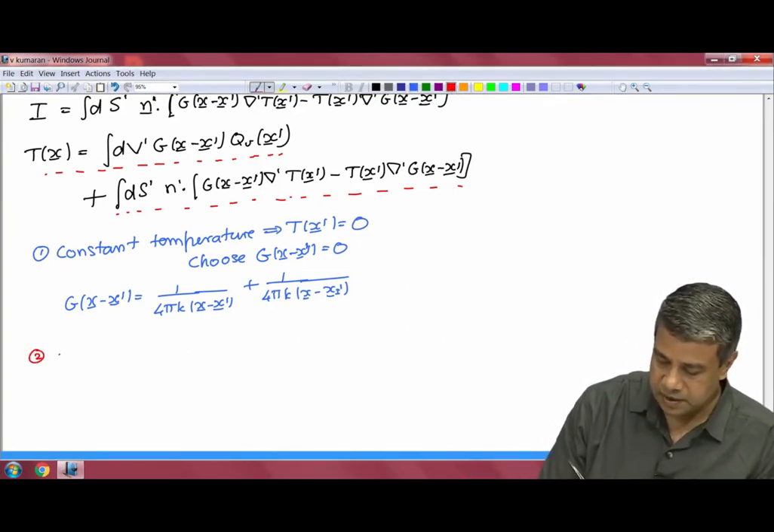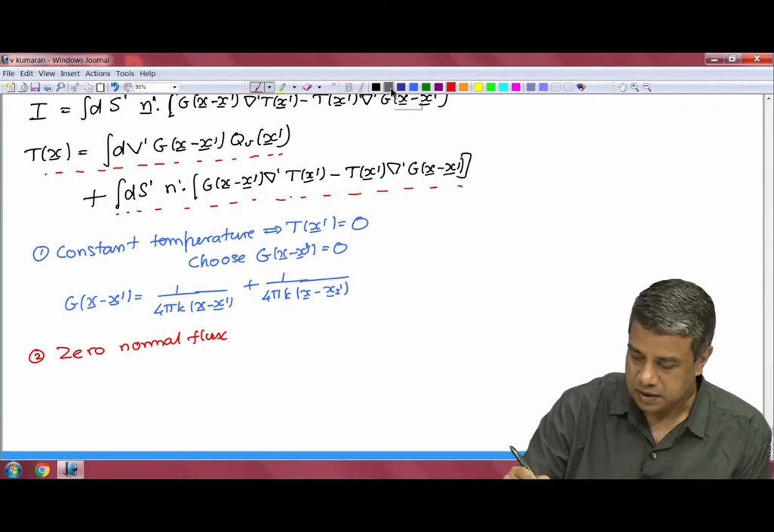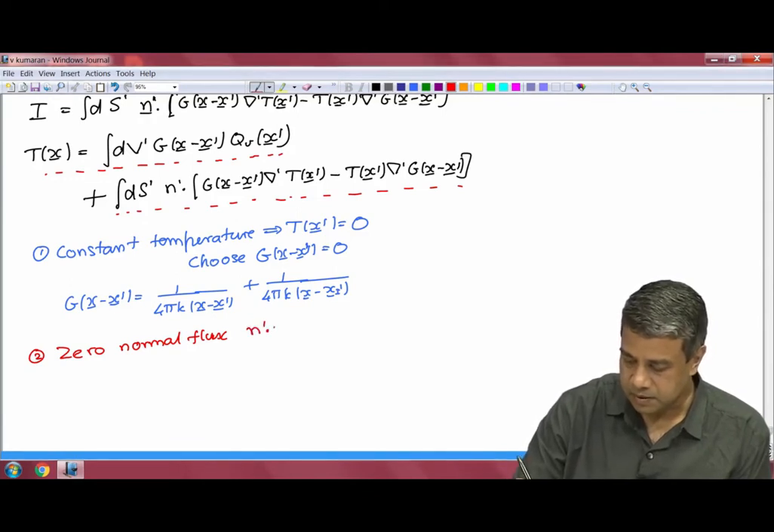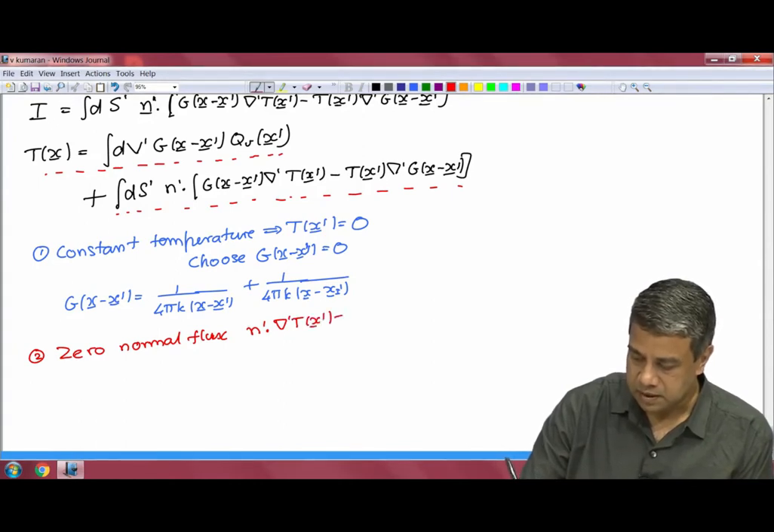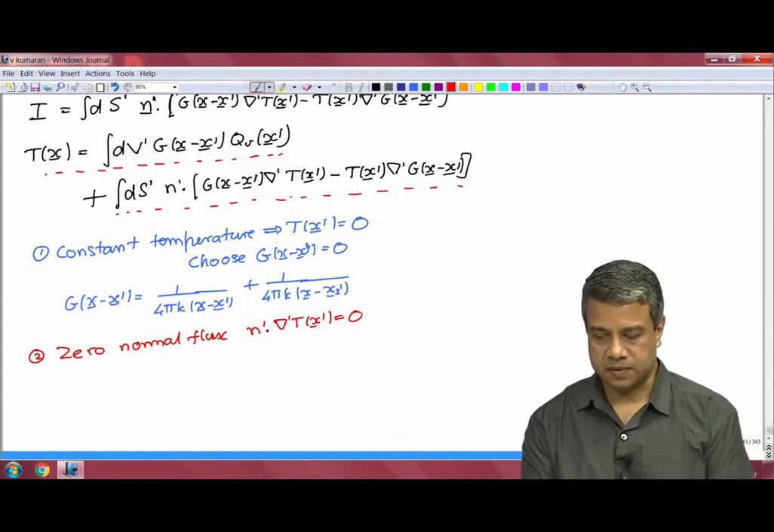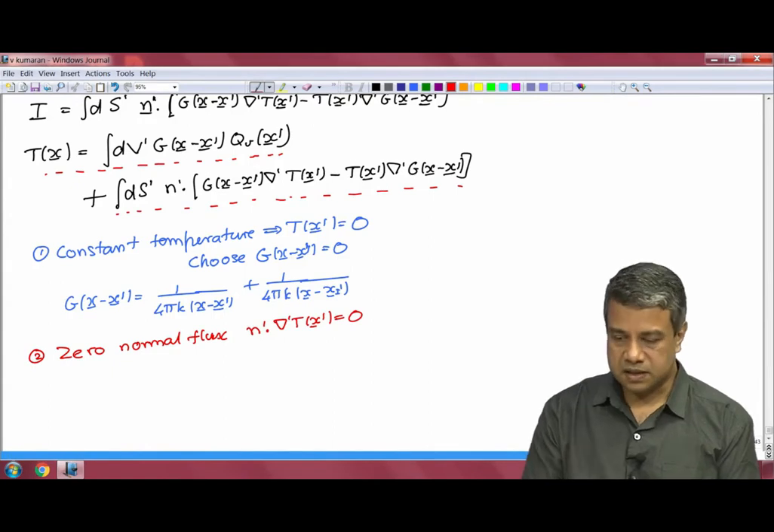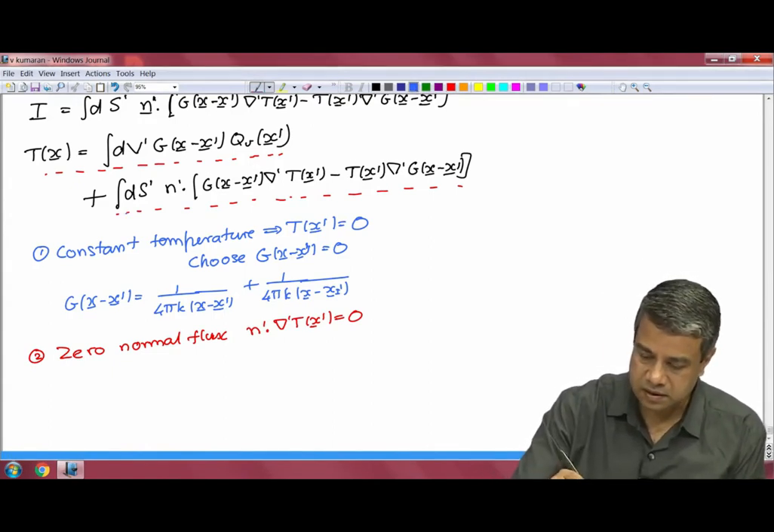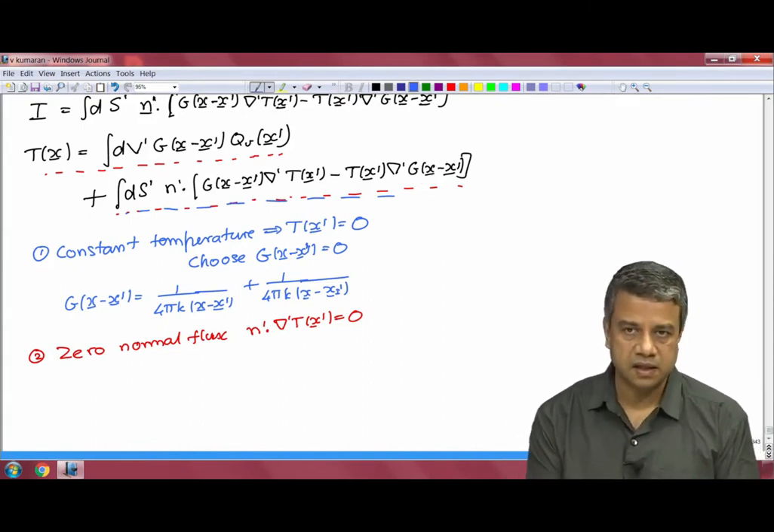The second possibility is 0 flux. Zero normal flux at the surface. That is, n prime dot the gradient of T of x prime is equal to 0. That is the second possible condition. Unit normal times the gradient of the temperature is equal to 0. In this case, within the surface integral here, the first term on the right is identically 0 because n dot grad T with respect to the source location is identically 0.